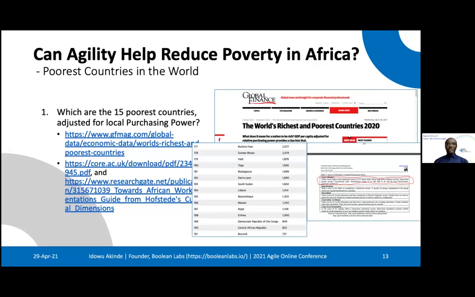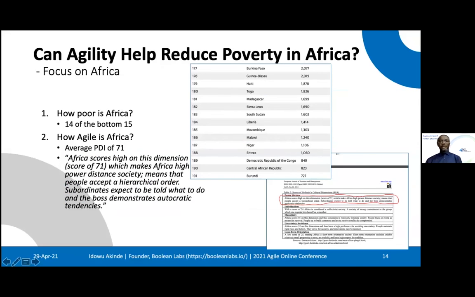Now let's take a bit of a focus and look at Africa, okay? So two observations from there. 14 out of the bottom 15 are African countries. The only one that is not an African country here is Haiti. I don't know what to say about that, but hey, there's a lot of work to do on the African continent. That's the way I like to put it. So that's number one. The second point there is, like I said earlier, the average PDI, if you look at what I circled in the second screenshot, is 71 for African countries.